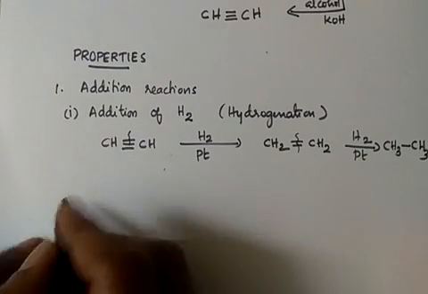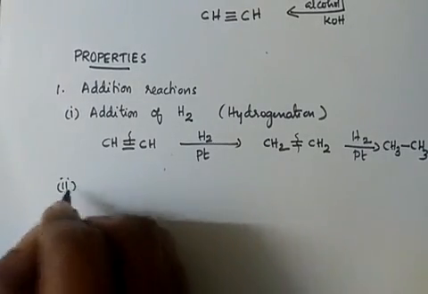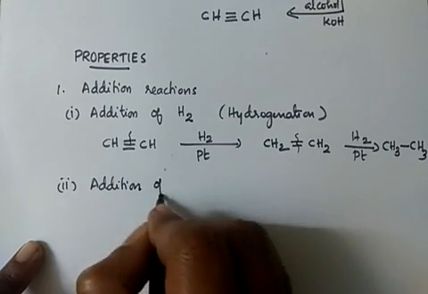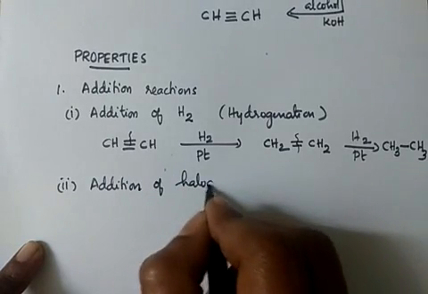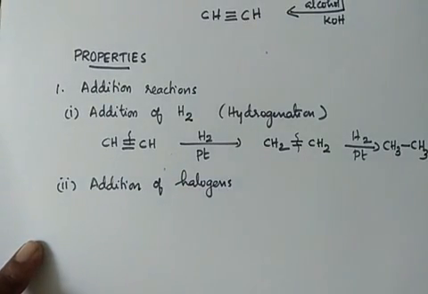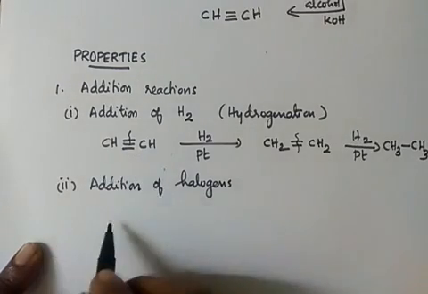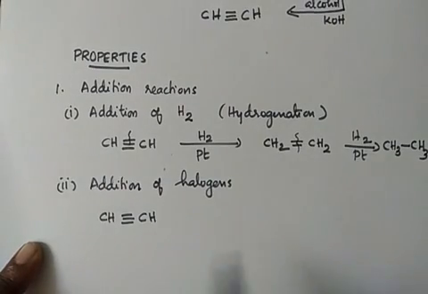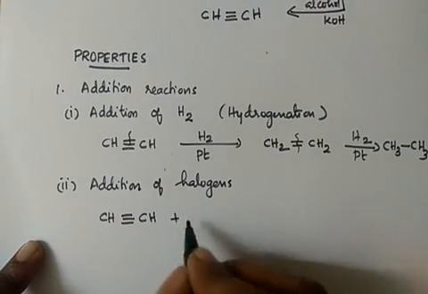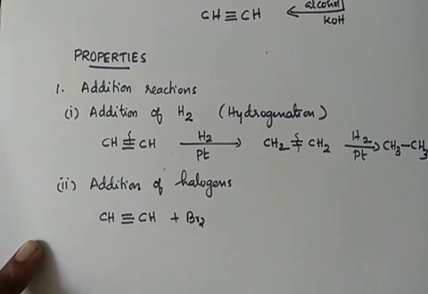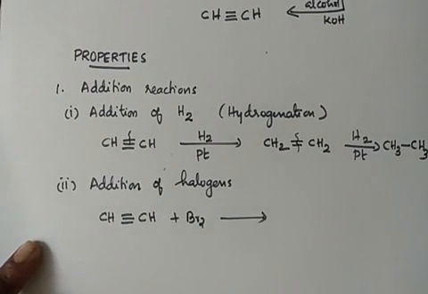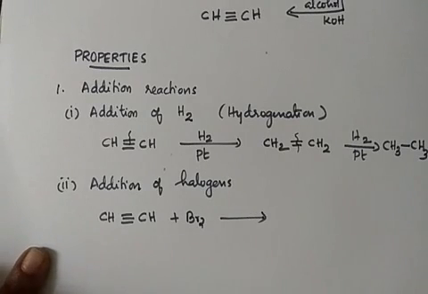The second addition reaction is the addition of halogens, for example addition of chlorine or bromine. We can take the example of acetylene itself. Acetylene on reaction with bromine: if bromine is added, the process is called bromination. If chlorine is added, the process is called chlorination.